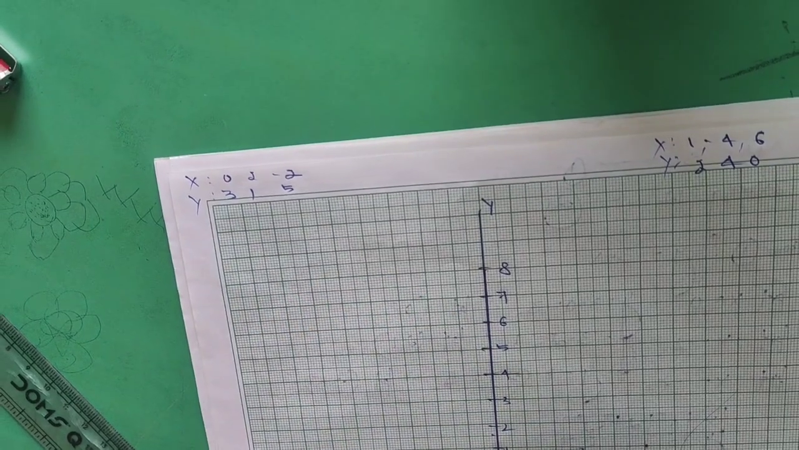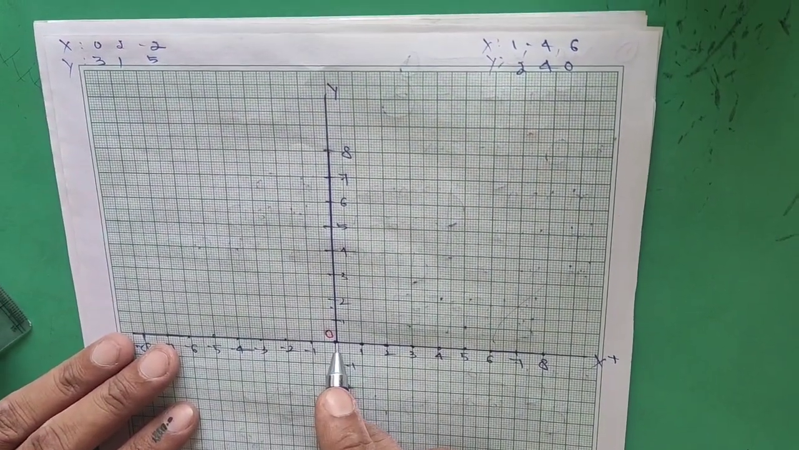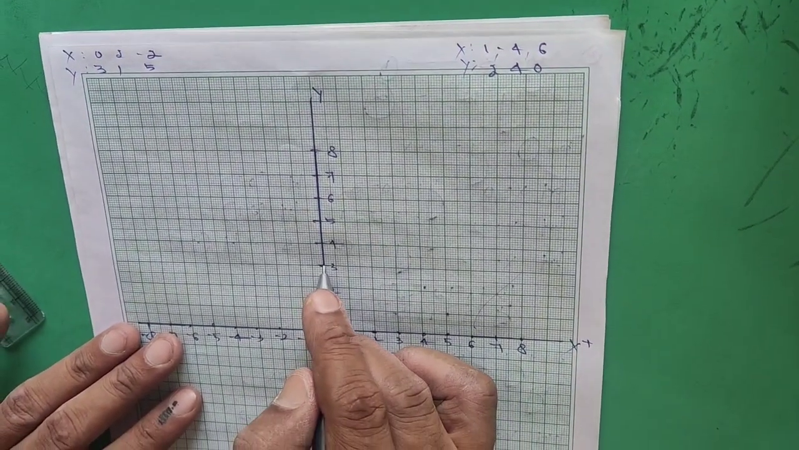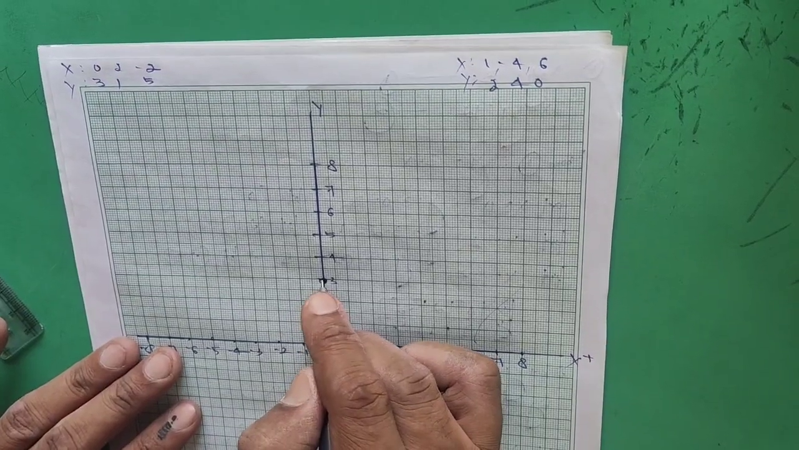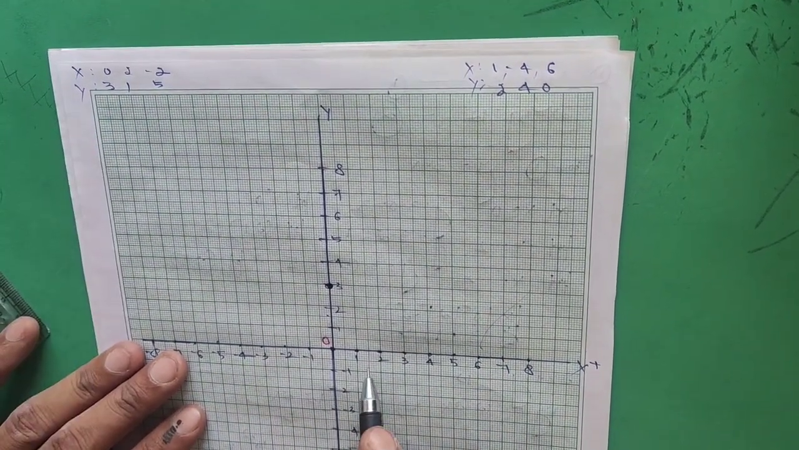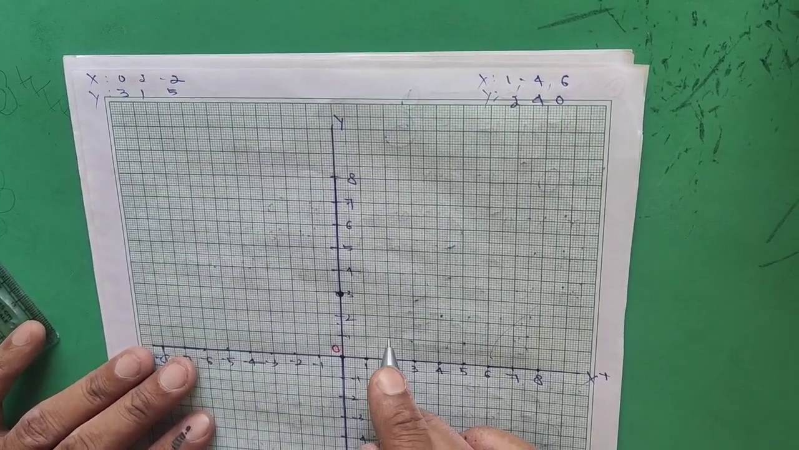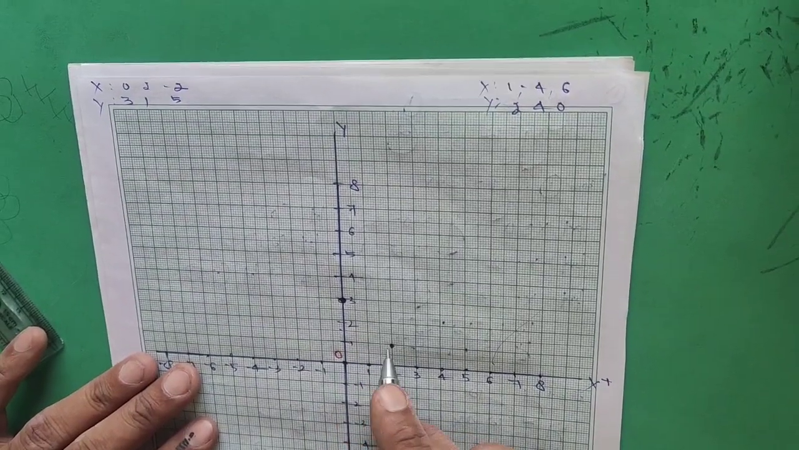First point is (0, 3). X is 0 and y is 3. So x is 0 here and y is 3: 1, 2, 3, and this point is (0, 3). And second point is (2, 1). X is positive 2 and y is also positive 1. So this point is here.